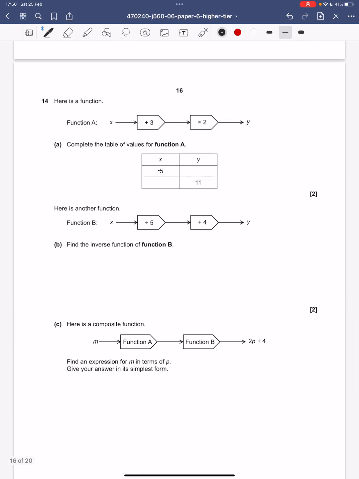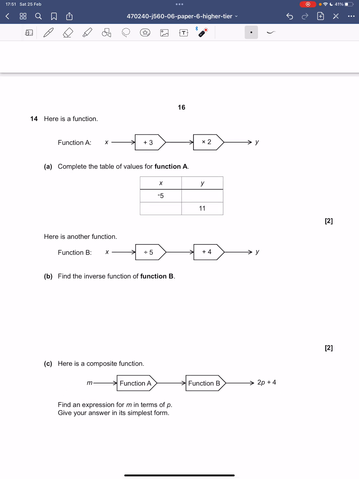Right, number 14. Here is a function. Function a, x. We add 3 first of all, then we multiply by 2, and out comes y. Complete the table of values. So there's the x. Add or multiply, it's add 3, multiply by 2. Minus 5. So what we've got to do, minus 5 plus 3 is minus 2. We do minus 2 times 2 is minus 4 in there. That's where that one comes from.